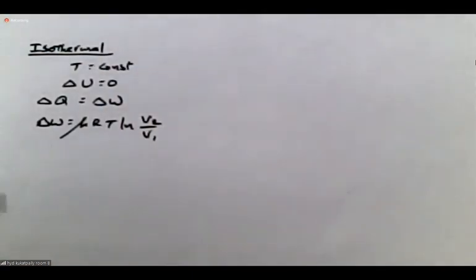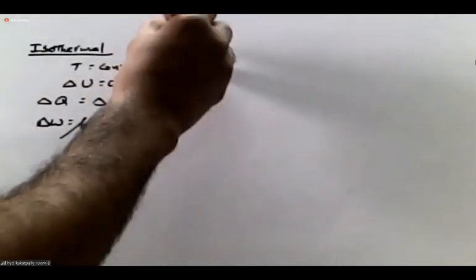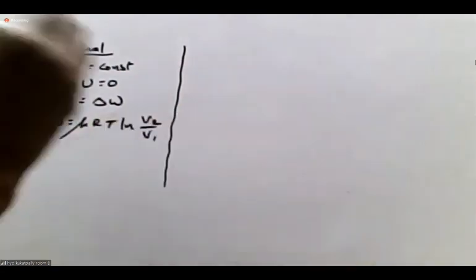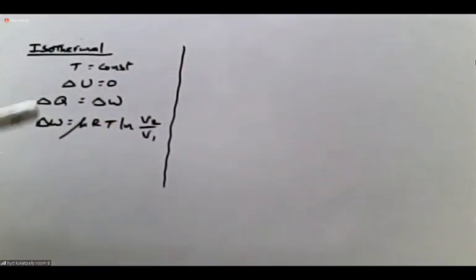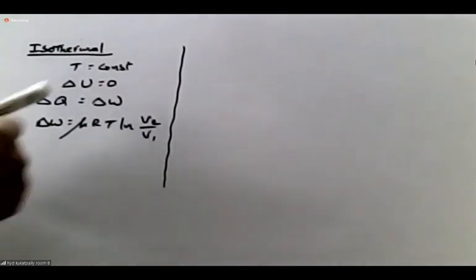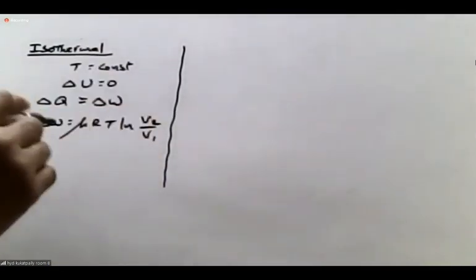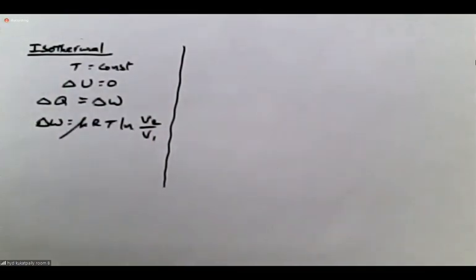If you give food to eat, the gas will do job for you, but it is the same. Delta Q is equal to delta W. How much net heat is there, as much net work will be there. So this is what happened.